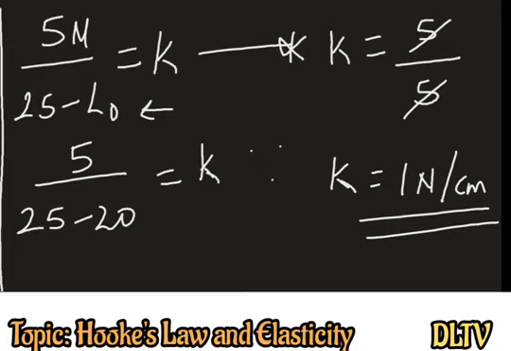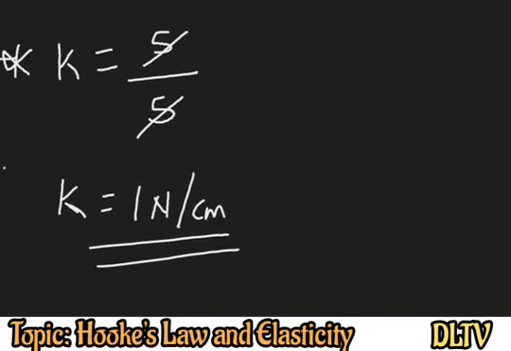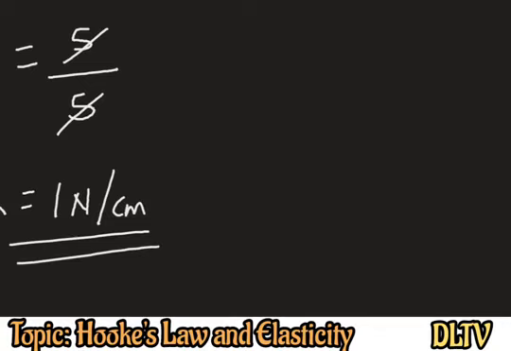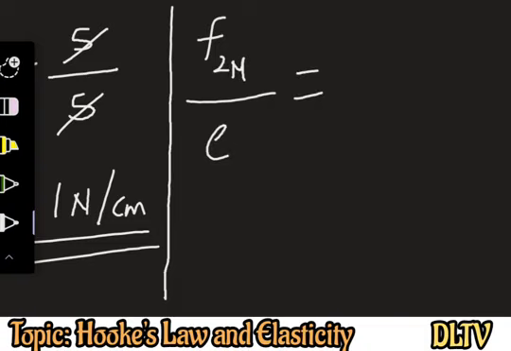And since we now have a value for the elastic constant as 1 Newton per centimeter, we can go ahead to get the value of the length that will result from a 2 Newton force coming on the spiral spring. So when a 2 Newton force comes on the spiral spring, there will still be an extension, and the ratio of the force to the extension will be equal to 1 Newton per centimeter. That's what it simply means.